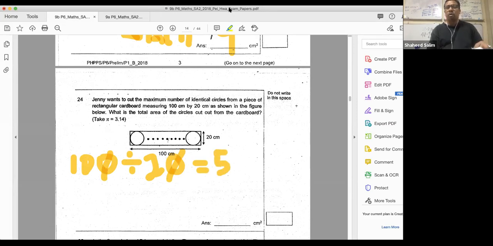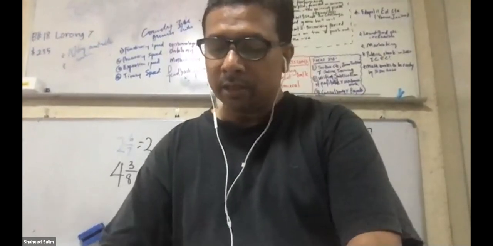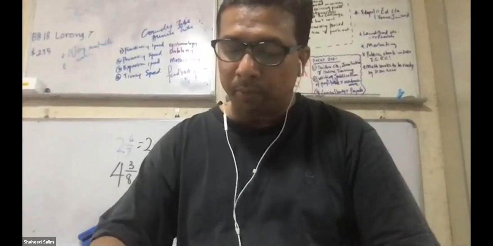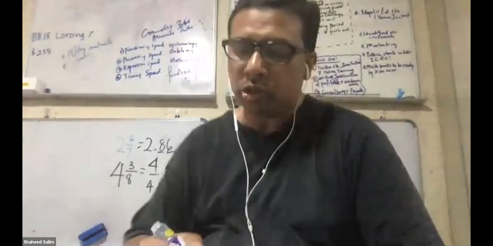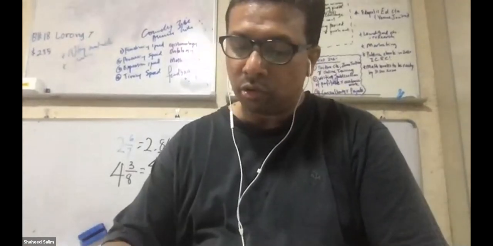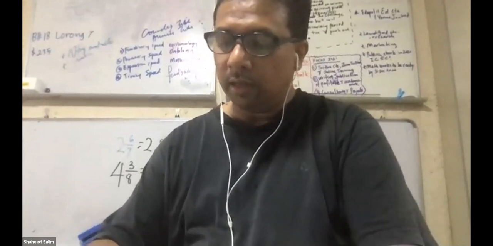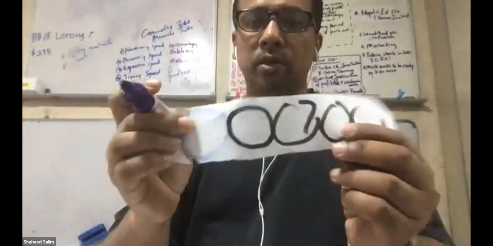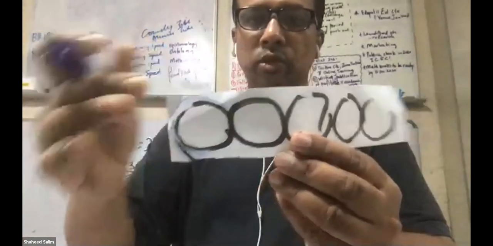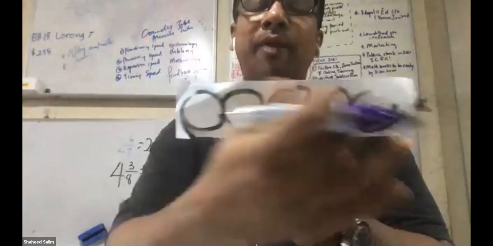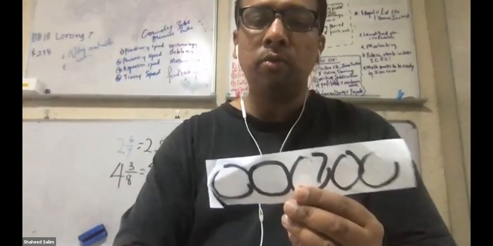So I'm going to draw the 5 circles down here so that you're very clear. If you need to draw on your exam paper, please just draw on your exam paper. Don't worry if it's messy. Just draw. Imagine it's something like that. So there's one more down here. So 5. You find the area of one circle, then you times by 5, you get the answer.